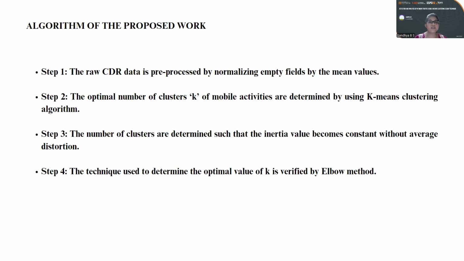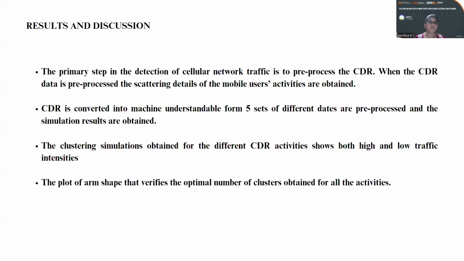The overall algorithm of the proposed work is: Step 1, the raw CDR data is processed by normalizing empty fields by the mean values. Step 2, the optimal number of clusters K of mobile activities is determined by using K-means clustering algorithm. Step 3, the number of clusters is determined such that the inertia value becomes constant without average distortion. Step 4, that is the last step, the technique used to determine the optimal value of K is verified by the elbow method.